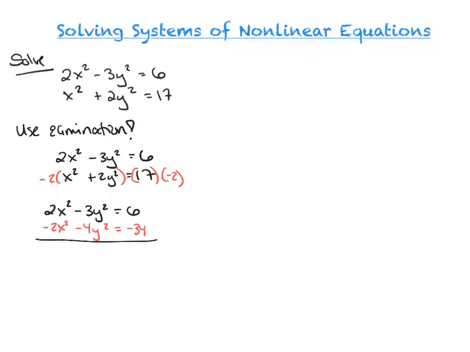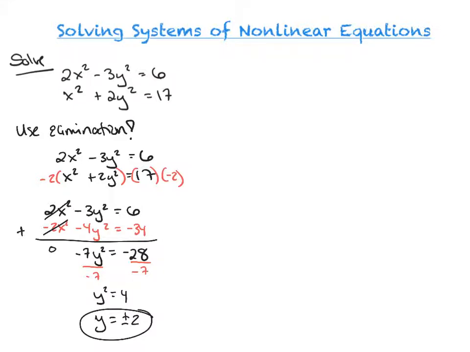So when I add these two equations together, the x squareds will cancel to 0. -3y squared and -4y squared makes a -7y squared. And 6 minus 34 is -28. This is terrific. Now I can solve for the y squareds by first dividing both sides by -7, which gives me y squared equals 4. So y is equal to plus or minus 2.